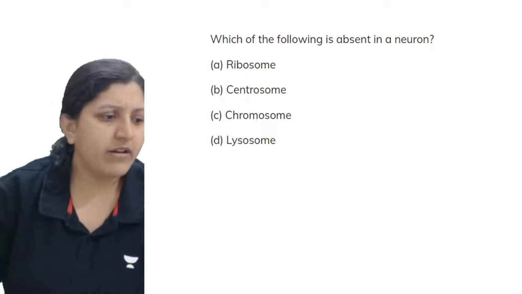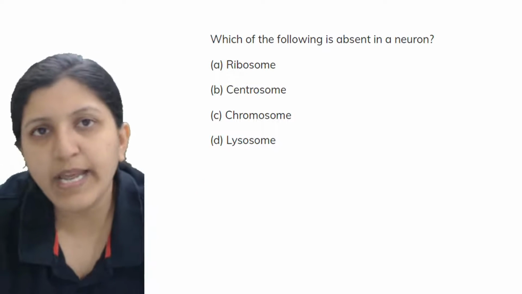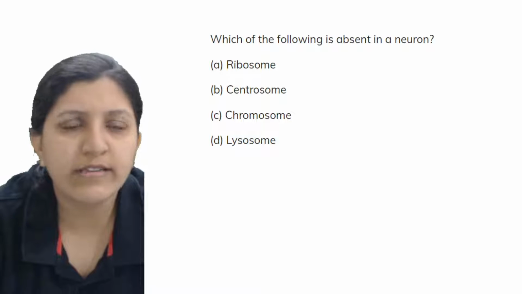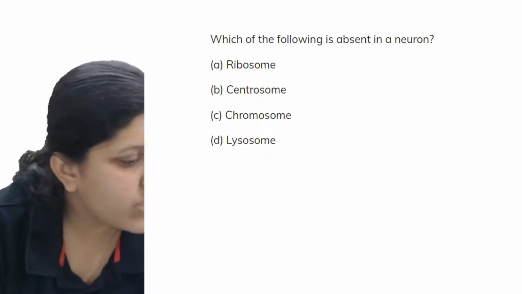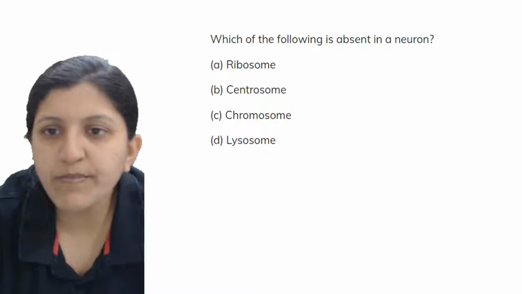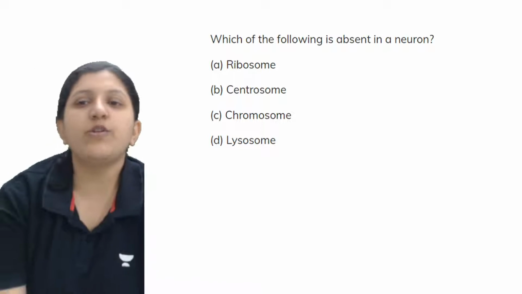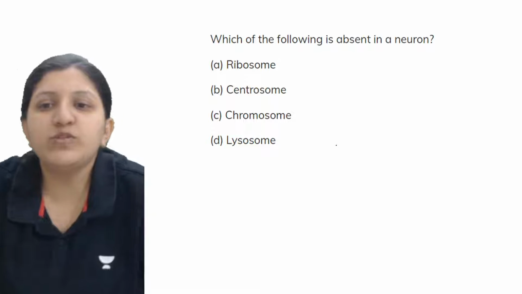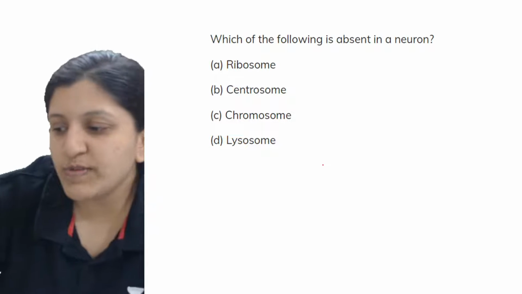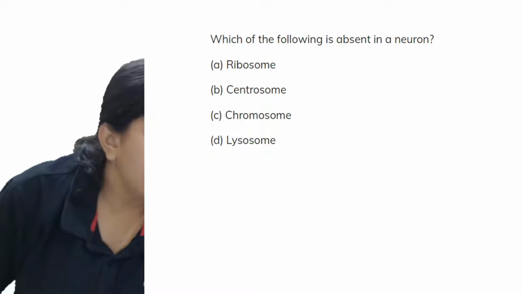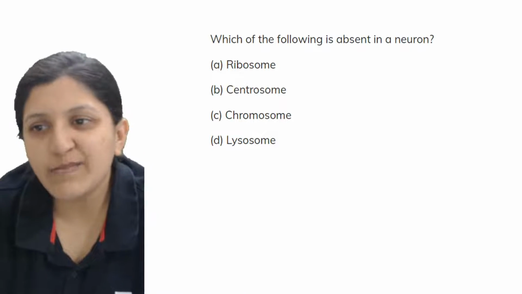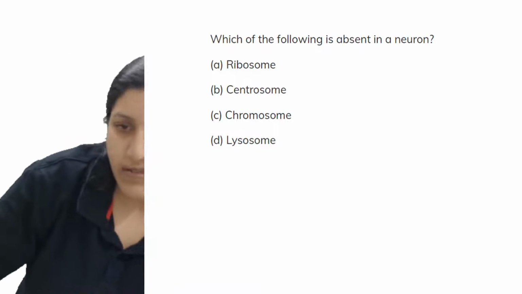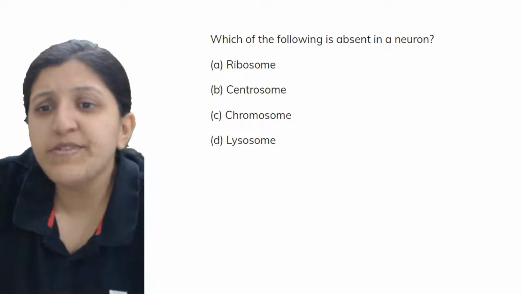Okay, so we are done with the brain and spinal cord structure, arrangement and function. Any doubts you have, you can ask. Which of the following is absent in a neuron? Ribosome, centrosome, chromosome and lysosome. Any idea on this? Suraj is here. Which of the following is absent in a neuron? It is the centrosome.